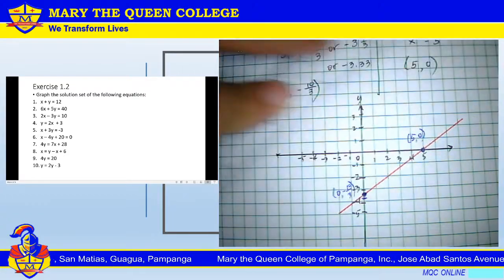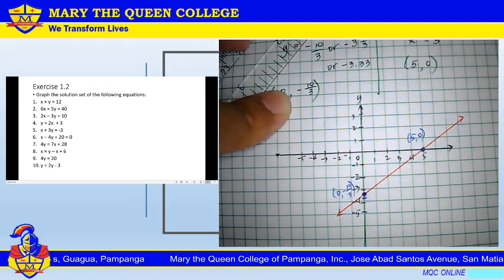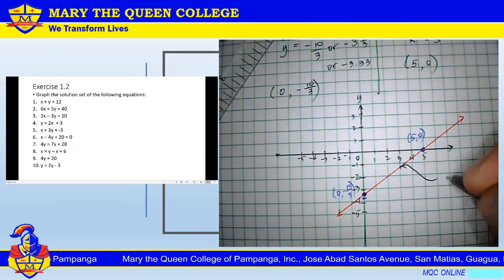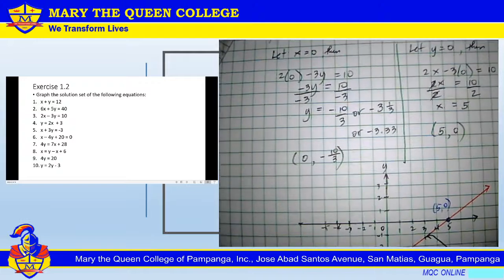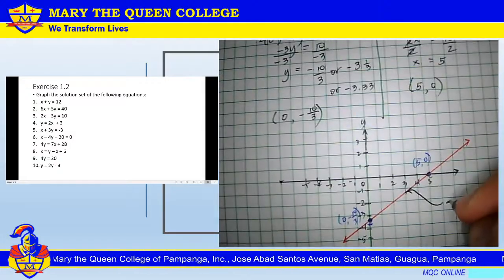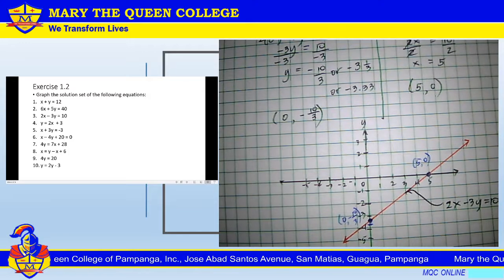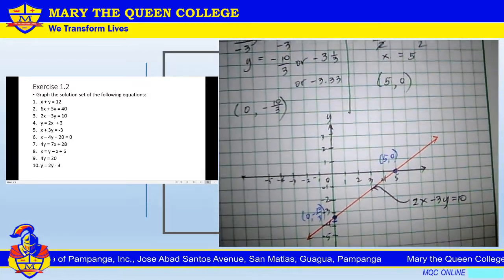Okay. And then you can now label it. So this is our equation: 2x minus 3y is equal to 10. Okay? So that's how simple it is.